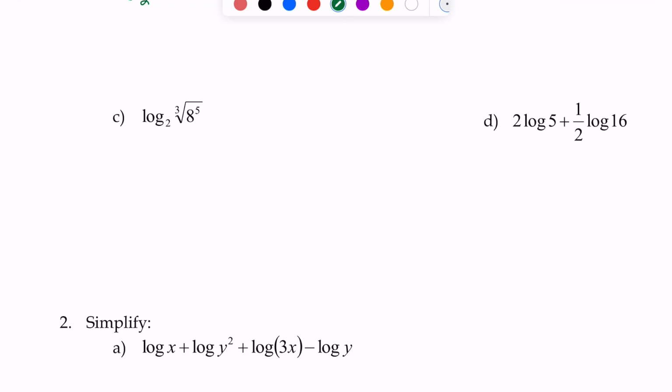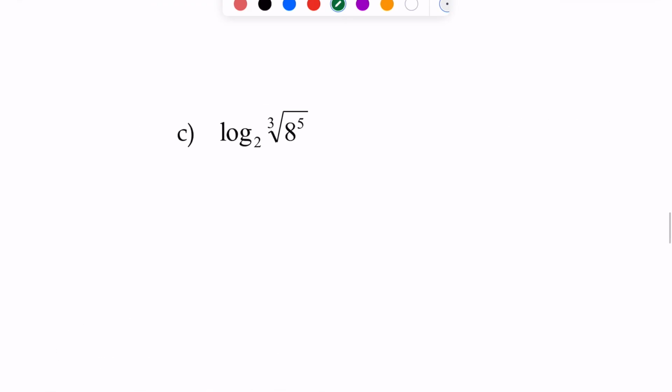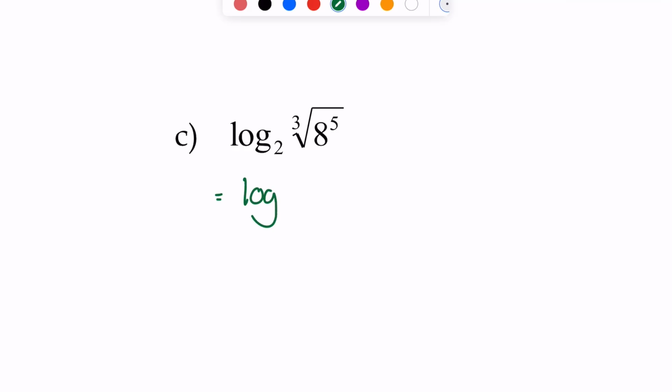Log base 2 of this cube root, and inside that cube root is 8 to the 5. So the first step is to get rid of that root. That looks confusing, so I'm going to rewrite it. 8 is being put to the power of 5, but because I'm taking the cube root, there is technically a denominator of 3. So this whole root is me saying 8 to the 5 over 3.